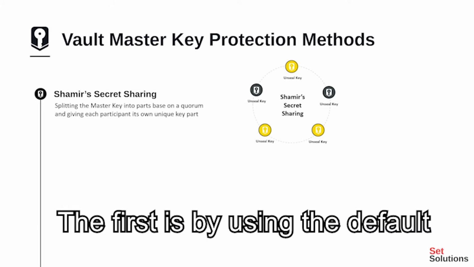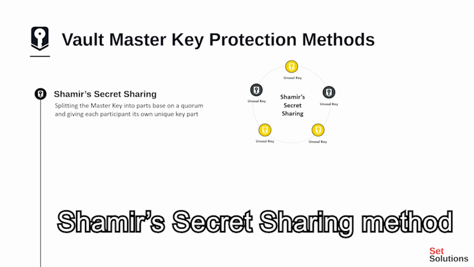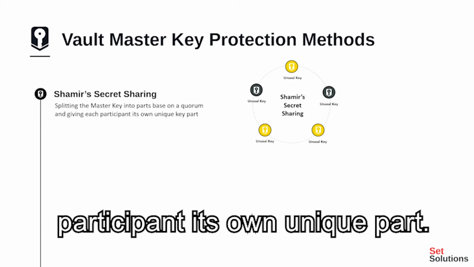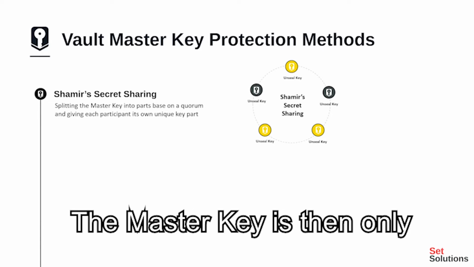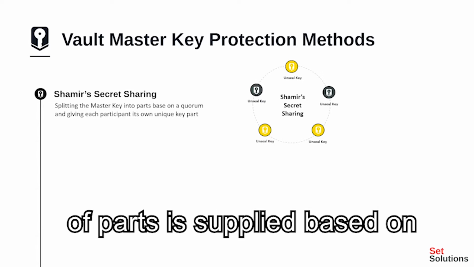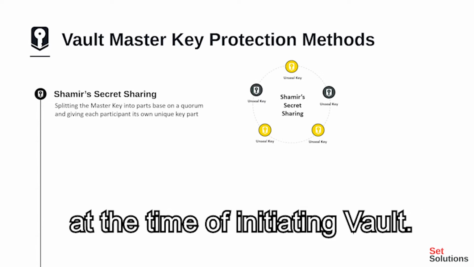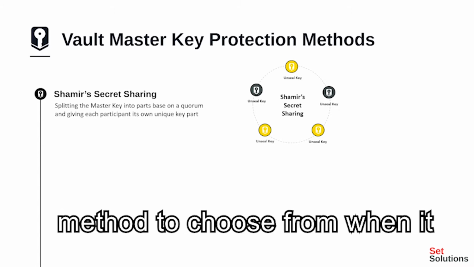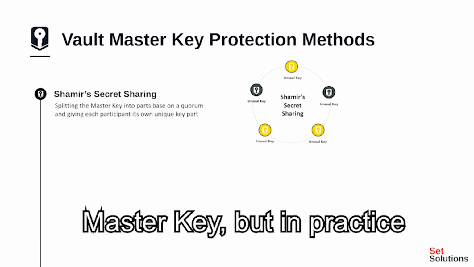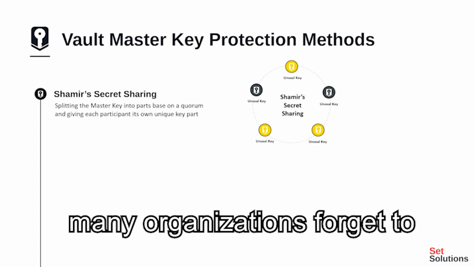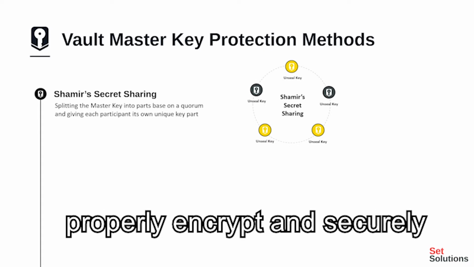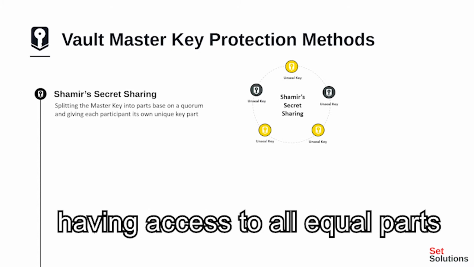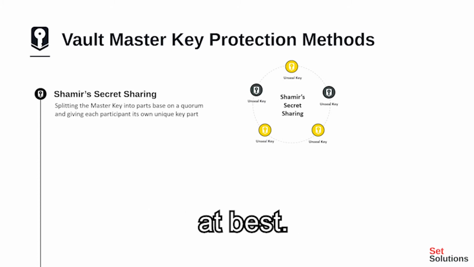The first is by using the default Shamir secret sharing method, which splits the master key into equal parts, giving each participant its own unique part. The master key is then only reconstructed when the number of parts is applied based on the quorum policy configured at the time of initiating Vault. In theory, it is probably the best method to choose from when it comes to protecting Vault's master key, but in practice, many organizations forget to properly encrypt and securely store their unseal keys, leaving them exposed in plain text, with 1 or 2 admins having access to all equal parts at best.